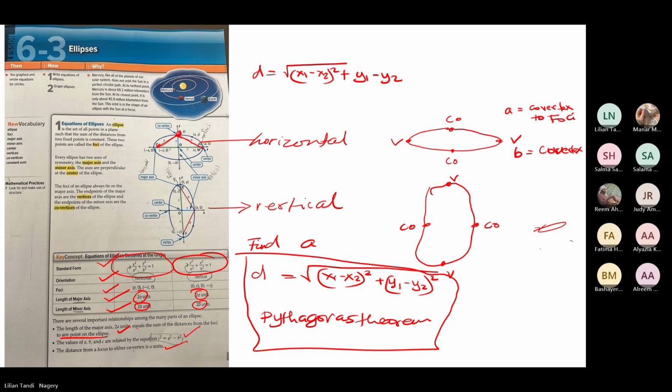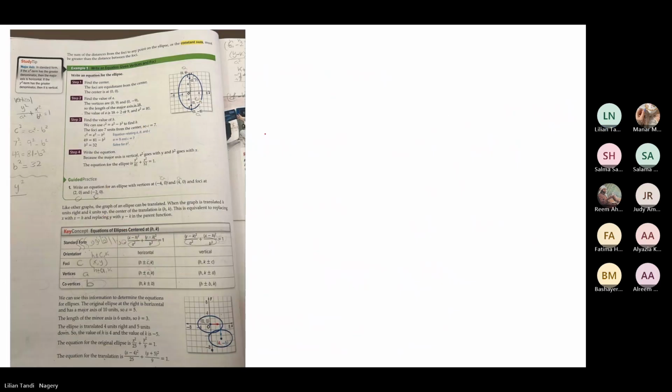Now we are here. In this example, we were told to write the equation of the ellipse. We notice that our ellipse is vertical. The foci are equidistant from the center, and the center here is 0, 0. The center will not always be 0, 0, but in this one the center is 0, 0. Now find the value of A.